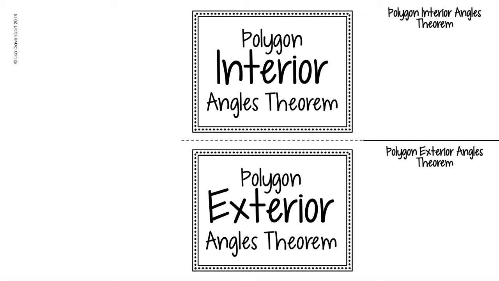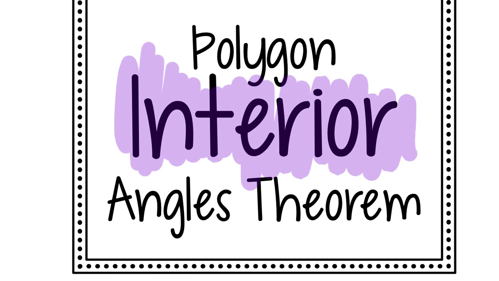Hey guys, today we're going to start a new unit going over polygons and quadrilaterals. So we're going to start by talking about the angle sum. At the top of your notes, you'll see interior. So interior means that this is the angles inside of your polygon.